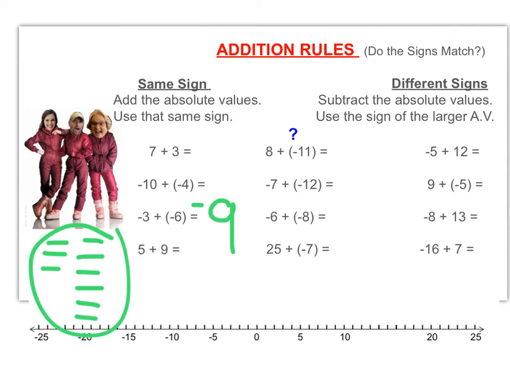Same thing for 5 plus 9. They're on the same team, so we add them. 5 plus 9 is 14, and we use that same sign, which is positive. We just don't need to write the positive, and we could draw that out also, but I don't want to take the time to draw out 14 positives.